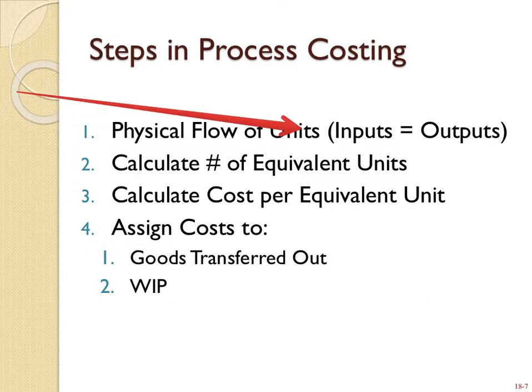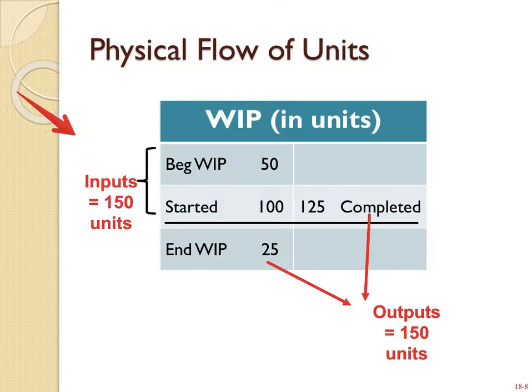Okay, so first let's talk about the physical flow of units. I put here inputs equals outputs, and I'll explain what that means momentarily. The physical flow of units basically means reconciling to show that what went into production is also what went out of production, that those things equal.